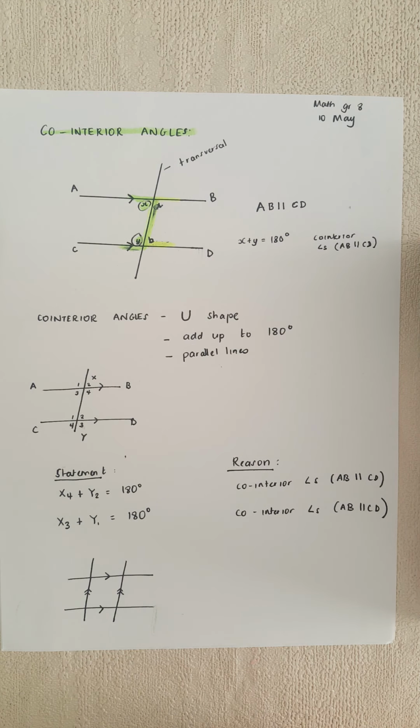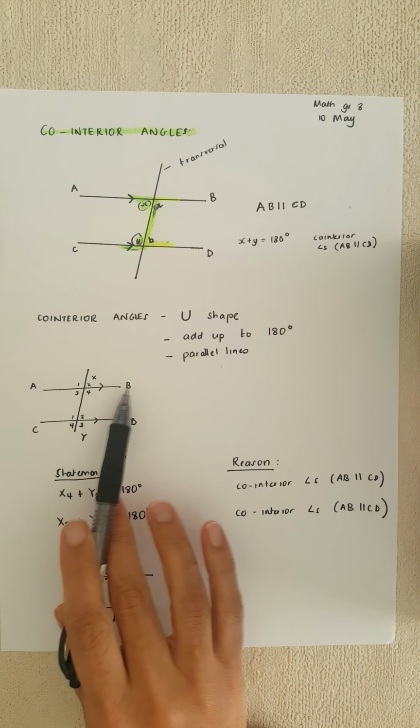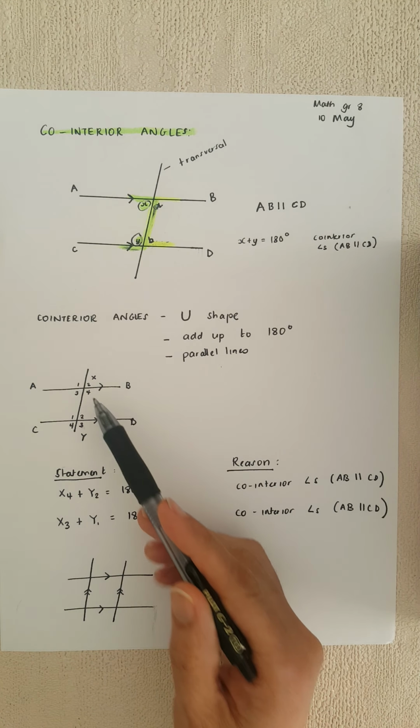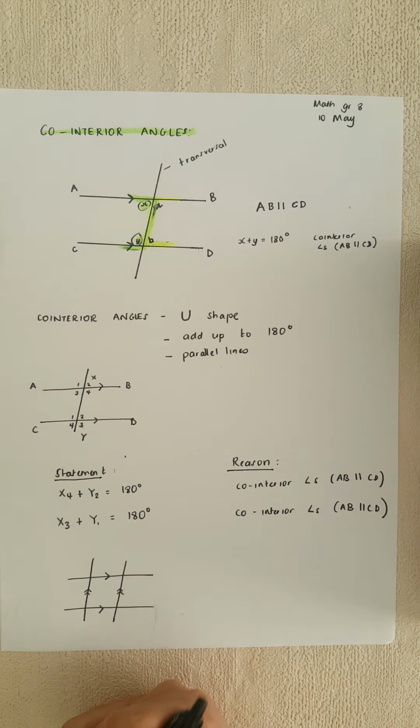Co-interior angles add up to 180 degrees. So I've got another example here that I want to show you. Okay, so I've drawn two parallel lines here, which is AB is parallel to CD. Why am I saying they are parallel? My diagram is telling me, can you see the arrows? The diagram is telling me that they are parallel.